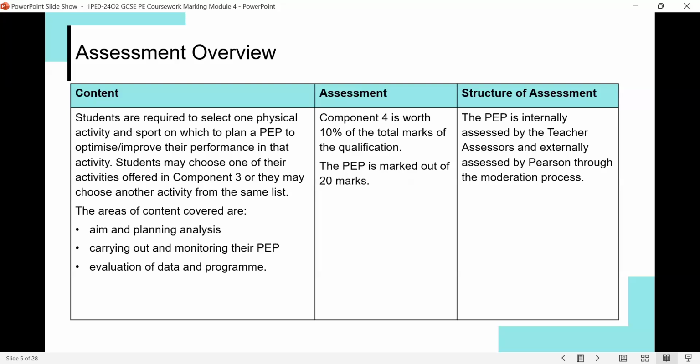The 3 main areas covered are aim and planning analysis, carrying out and monitoring their PEP, and evaluation of data and programs. So they're the 3 main areas in the specification, but obviously we know that it's broken down into 5 strands. Component 4 is worth 10% of the total marks of the qualification, and the PEP is marked out of 20. The PEP is internally assessed by the teacher assessors and externally moderated by Pearson through the moderation process.